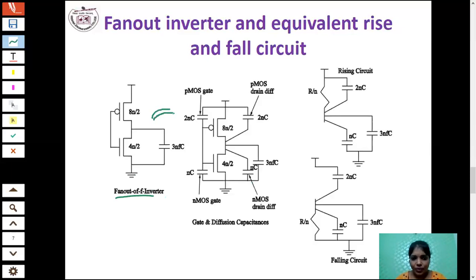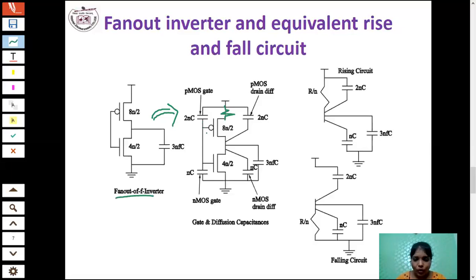You have to draw the equivalent RC model. Equivalent RC model means what? Already I told you that. Here the transistor acts as a switch. Here you have to connect one resistance. Then in the gate terminal, source terminal and drain terminal, you have to draw the capacitance.